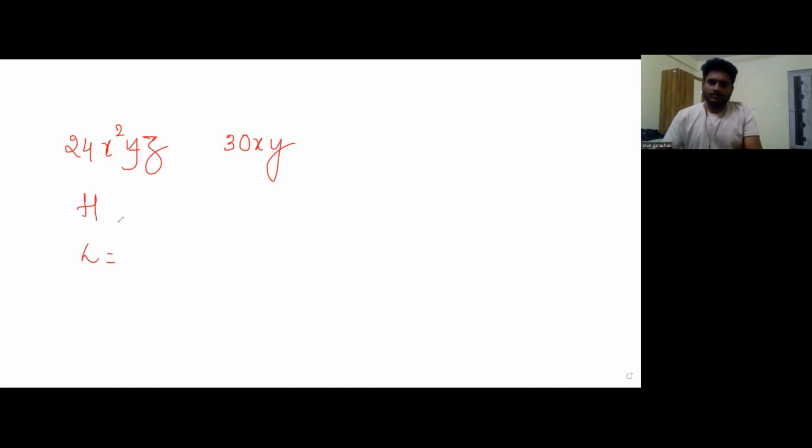What is the HCF and what is the LCM? Find the HCF and LCM of the numbers separately first. So HCF is 2xyz. LCM is 120x square yz. Okay, so we found out the HCF and LCM of the numbers.